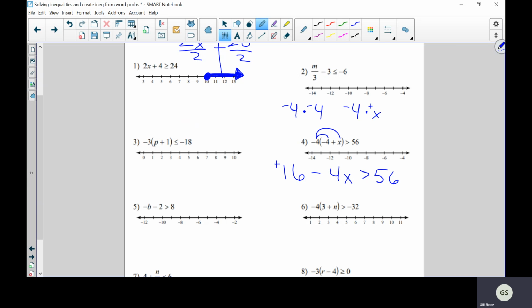Negative 4. Oh, that was just this, the number outside. Yeah, we said negative 4 times negative 4. You got to multiply times both. That's the distributive property. That's why I draw. You see the two little lines that I drew? I drew one line from the negative 4 to the negative 4, and another line from the negative 4 to the x. Whatever's on the outside, you got to multiply times every different term on the inside.